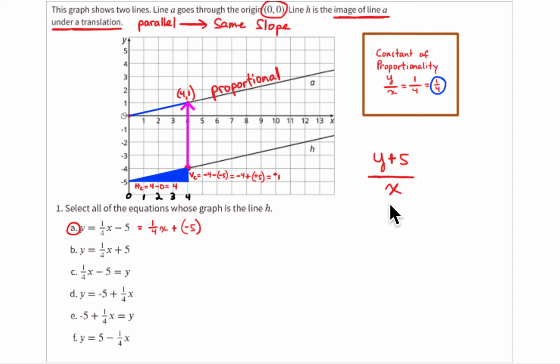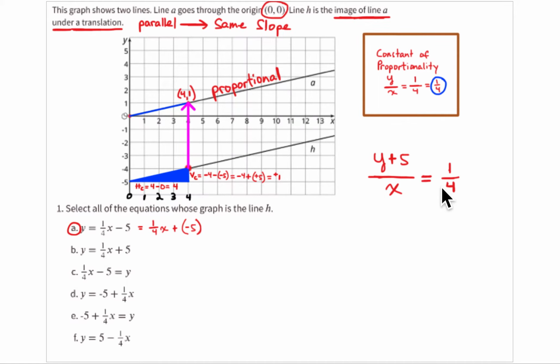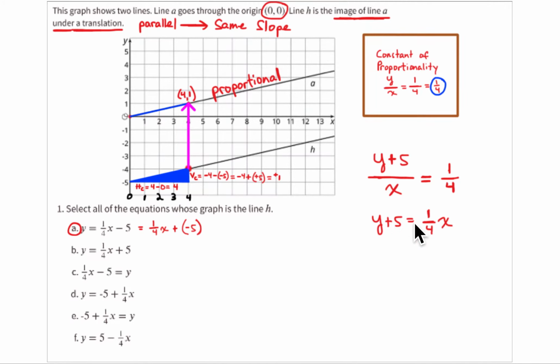So this is the change in the vertical direction, this is the change in y. We know that's 1 unit. This is the change in x. We know that's 4 units. So y plus 5 over x equals 1/4. And that tells you that this y plus 5, the number of units in the vertical direction, is 1/4 the number of units in the horizontal direction. So this y plus 5 is going to equal 1/4 the number of units in the horizontal direction.